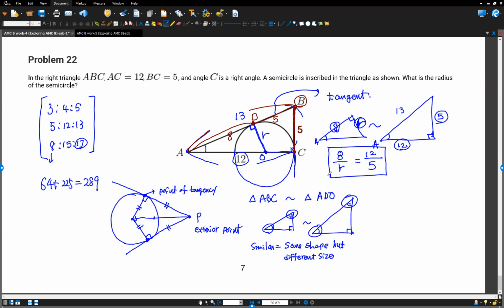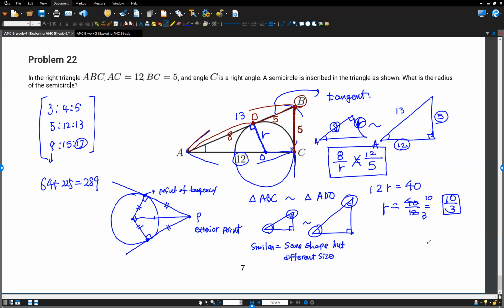All right, how can you find the value of R? You can use cross multiplication. 12 times R equals 5 times 8, which is 40, divided by 12. So 40 over 12. Divided by 4, that is 10 over 3. So 10 over 3 is the radius of the circle.